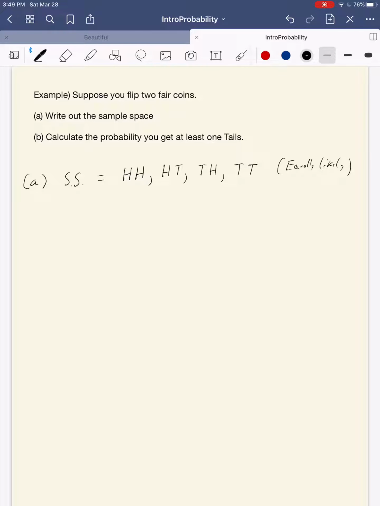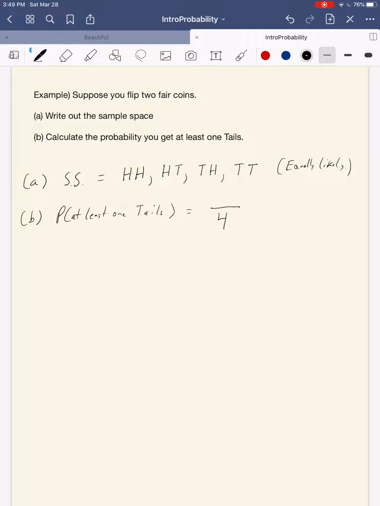All right, let's try to calculate this probability that we wanted in B. So we want to get the probability of at least 1 tails. Okay, well, let's think about this as a fraction. Actually, it's easier to always think about the denominator first. What's going to go down here? Well, whatever the size of the sample space is, which in this case is going to be 4.